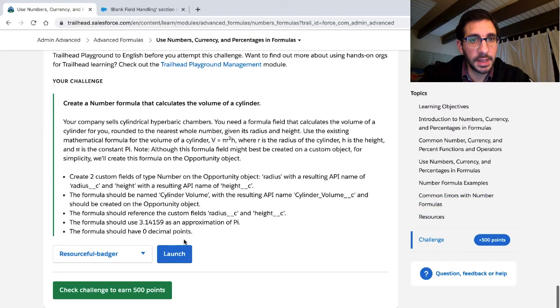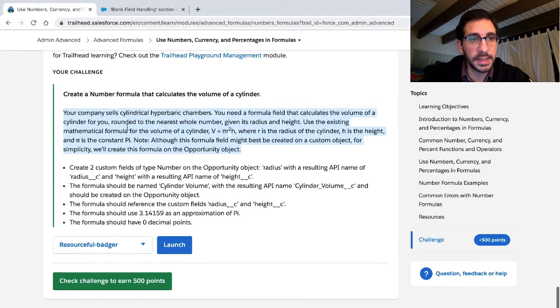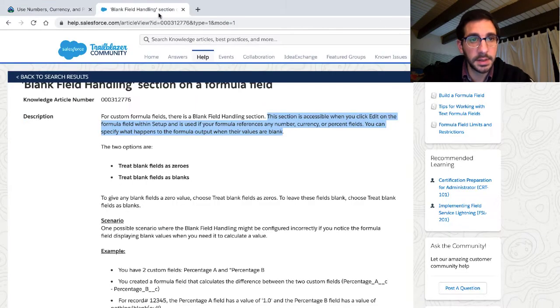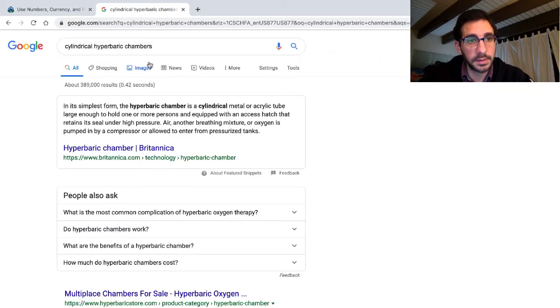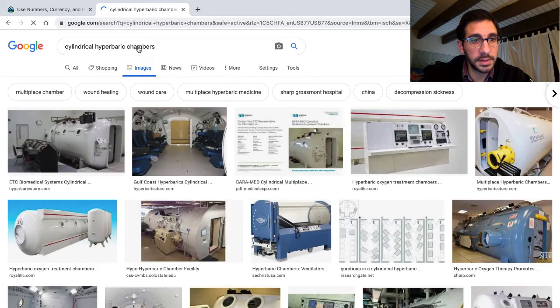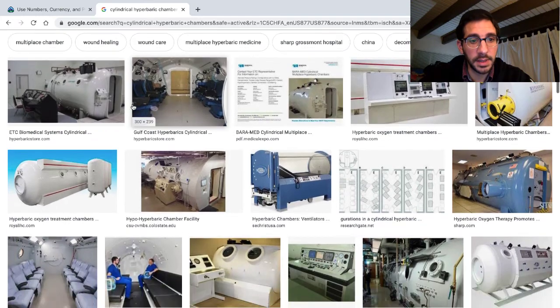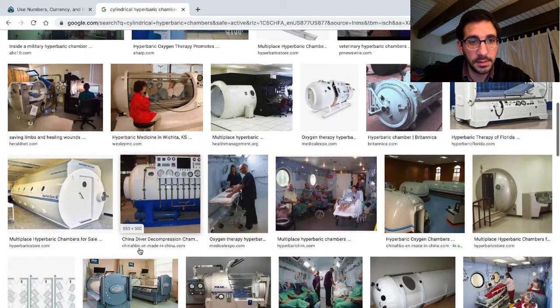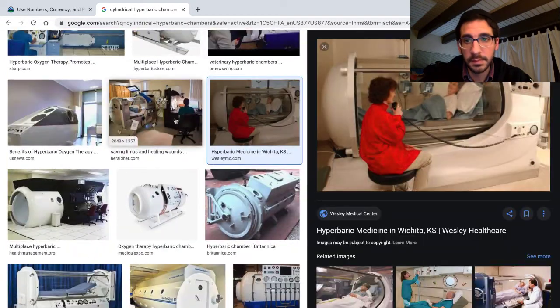Hands-on challenge. Your company sells cylindrical hyperbaric chambers. I would like to know what a cylindrical hyperbaric chamber is. Never come across them before. It is a metal or acrylic tube large enough to hold one or more persons, equipped with an access hatch that retains its seal under high pressure. Let's go straight to image results. Cool. Space agey. Nerdy. Medical.